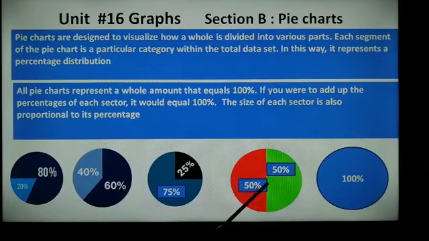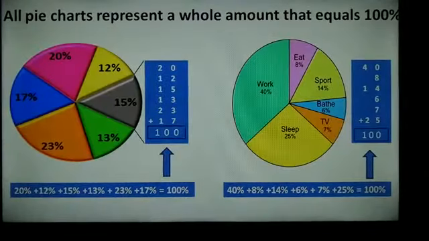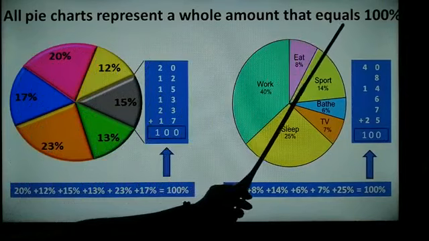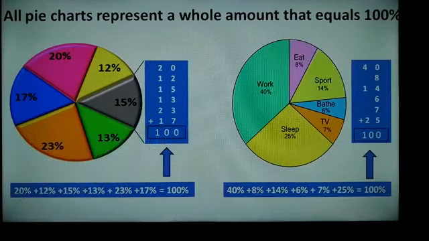For example, we can say that our unit 16 graph has two sections, section A and section B. Section A we already learned, bar graph, section B pie chart. So 50% we already completed. So how much is left? 50 is left, that we are going to learn through this video, isn't it? So 50 and 50, when we add together we get 100. Then we will complete the whole pie chart. Okay, now just check here. All pie charts represent a whole amount that equals 100%. What is written there?